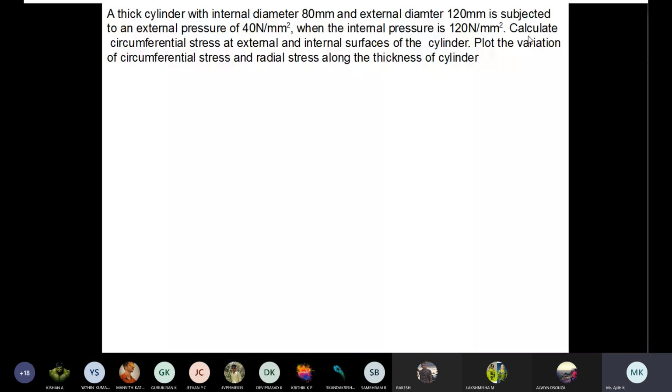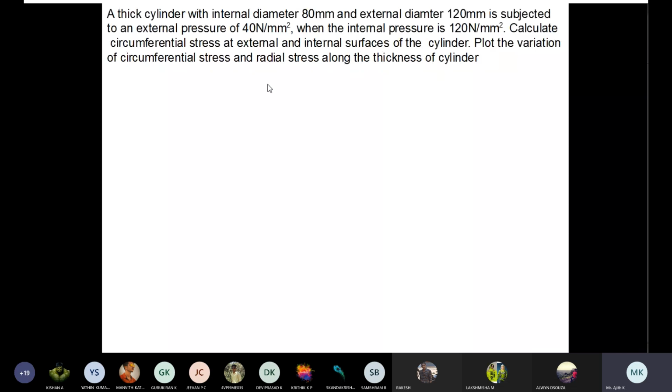Actually, according to the given question, you have to calculate stresses at external and internal surface only, but for plotting purpose, we'll calculate stresses at three different points: external, internal, and exactly mid surface, mid section.